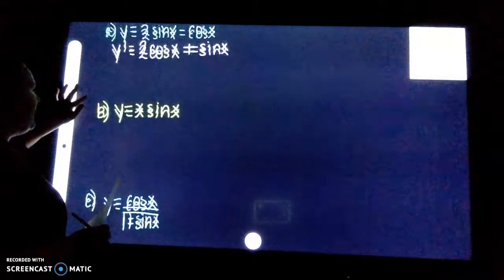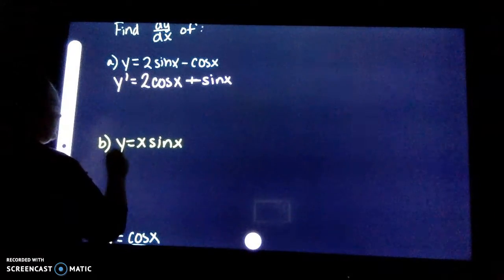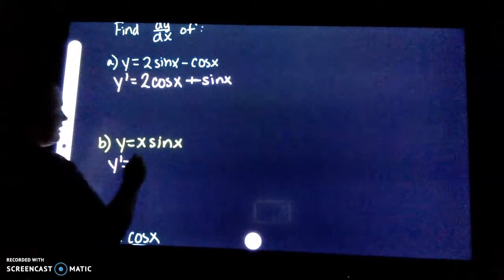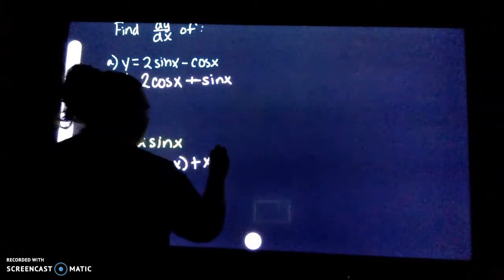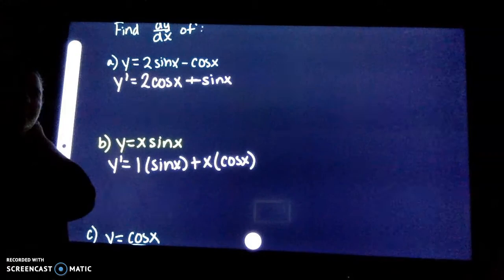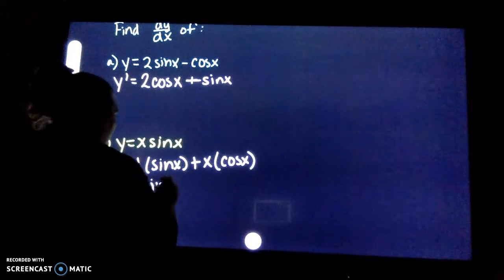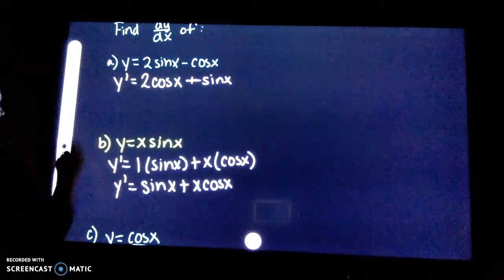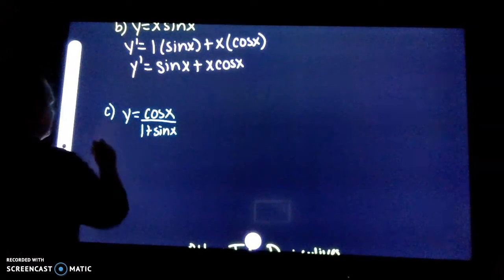On the next one, I have y equals x times sine of x. This is clearly a product rule function. So my derivative is going to equal the derivative of the first function times the original second function plus the original first function times the derivative of the second function. So I get 1 times sine of x plus x times cosine of x. From here, I can just go ahead and simplify. I get sine x plus x cosine of x. And that's it. Example number 3 is going to be a quotient rule problem.